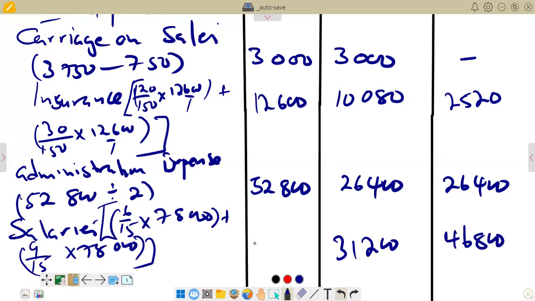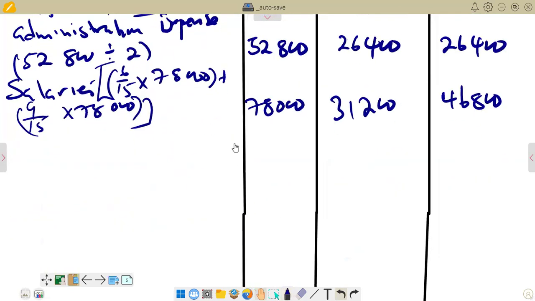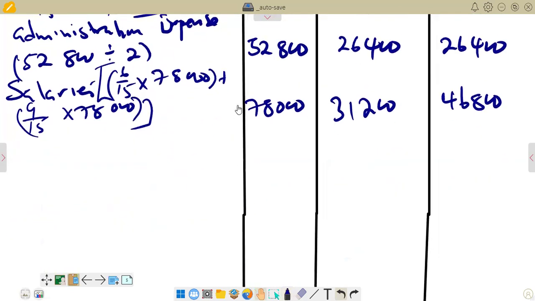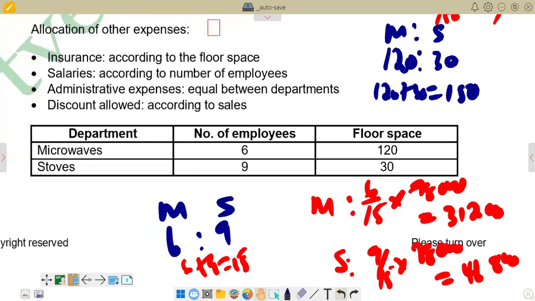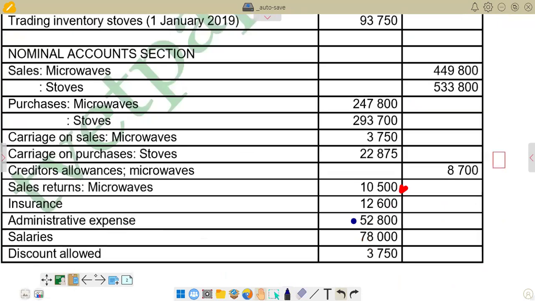Total is supposed to be 78,000. This is what we have, and then we go to the next one. Check what we have in terms of the next one after salaries. So after salaries, we've got discount allowed.